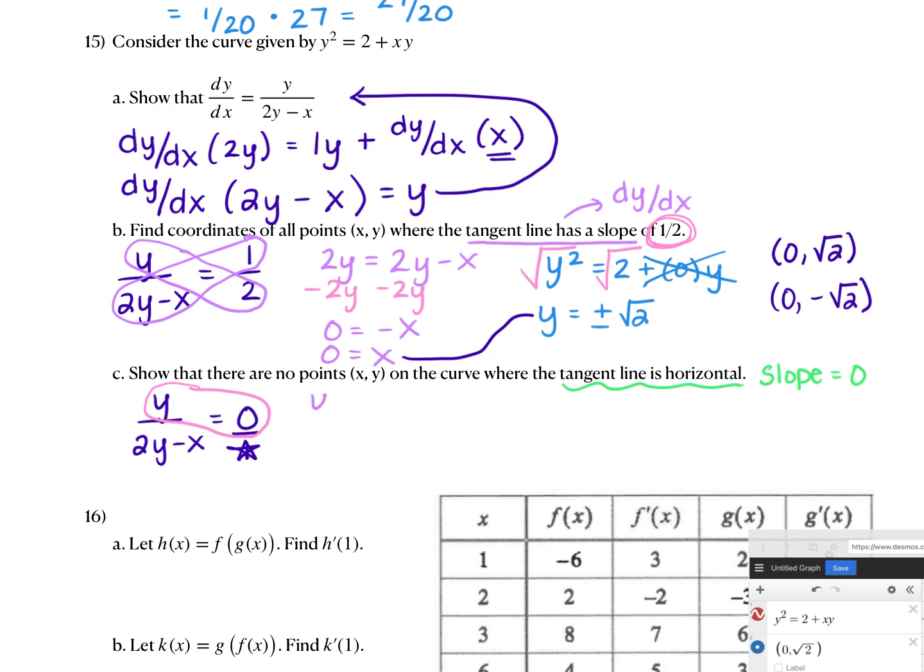So I'm starting with I need y to equal 0, along the same lines of what we were just talking about. Anywhere y would equal 0, I am going to have a horizontal tangent line. So let's go find out when that happens.